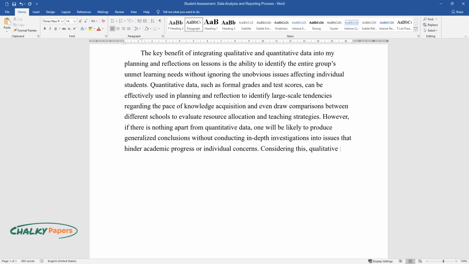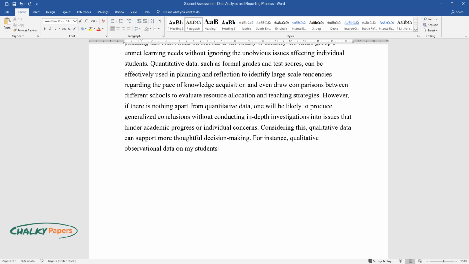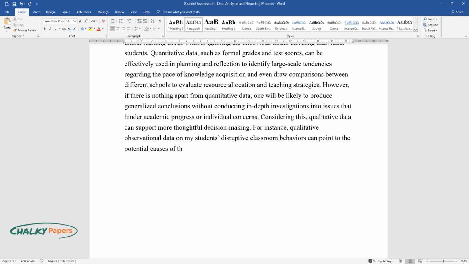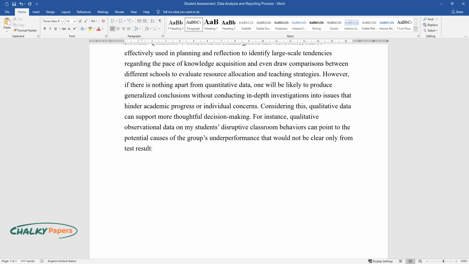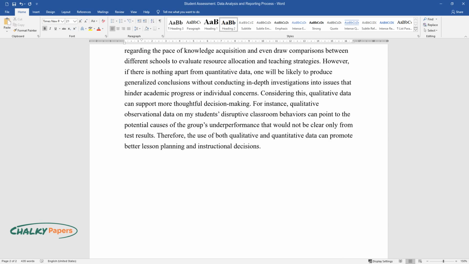Considering this, qualitative data can support more thoughtful decision-making. For instance, qualitative observational data on my students' disruptive classroom behaviors can point to the potential causes of the group's underperformance that would not be clear only from test results. Therefore, the use of both qualitative and quantitative data can promote better lesson planning and instructional decisions.